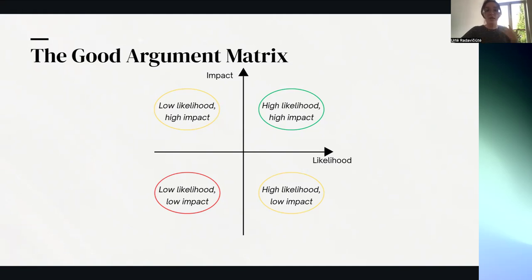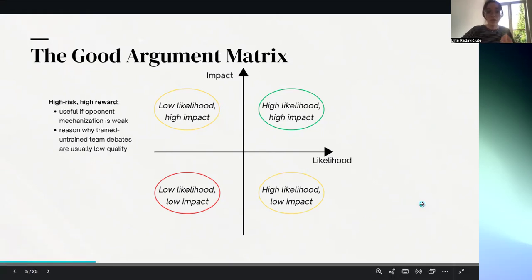Or high likelihood, but low impact arguments, which are a lot more safe, as in for sure you're going to have some sort of a change in the world. The question is whether that sort of change is enough in order to score the debate.